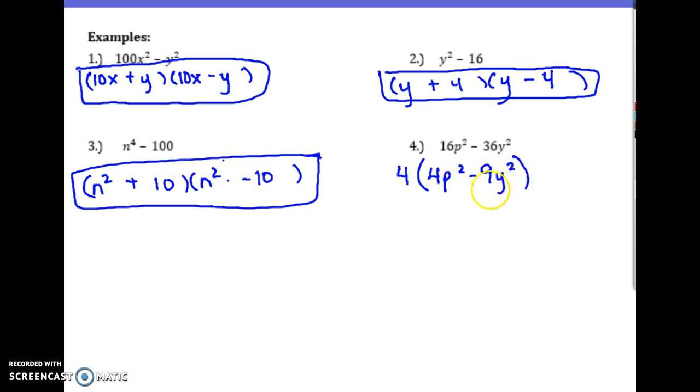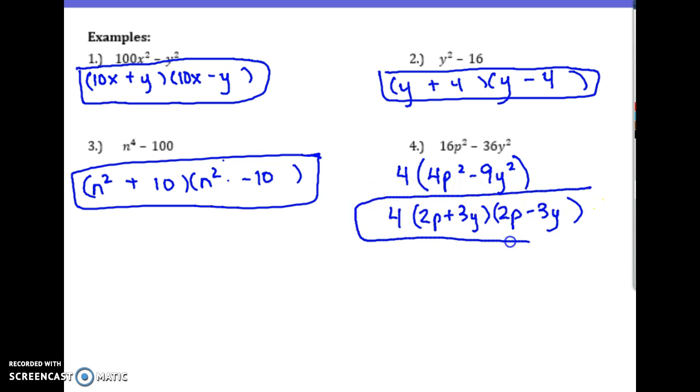Now looking at what's left in the parentheses, they're both perfect squares. So it's the difference of perfect squares pattern. So I can actually write this out as fully factored: 2p times 2p and then plus 3y and minus 3y. Okay, so this binomial actually has 3 factors. Okay, 4, 2p plus 3y, and then 2p minus 3y.